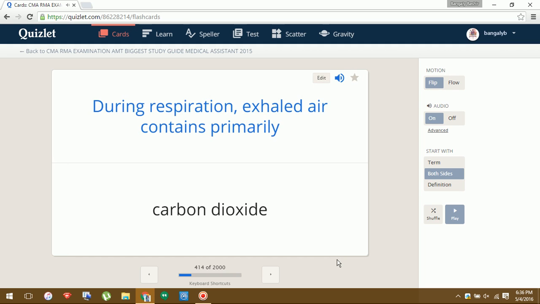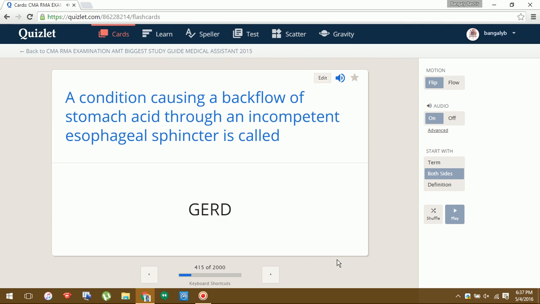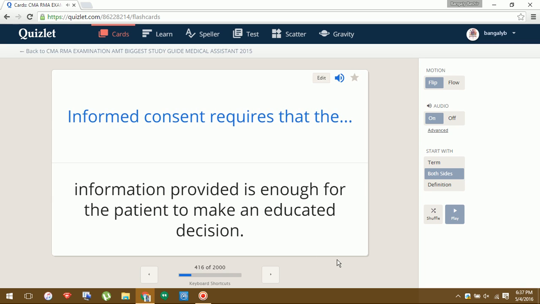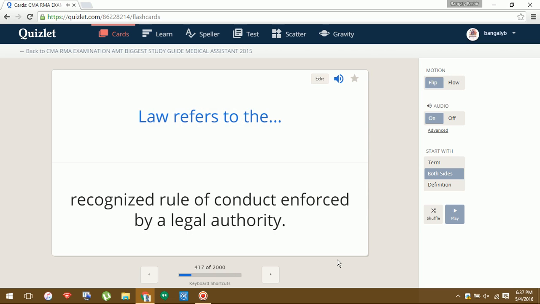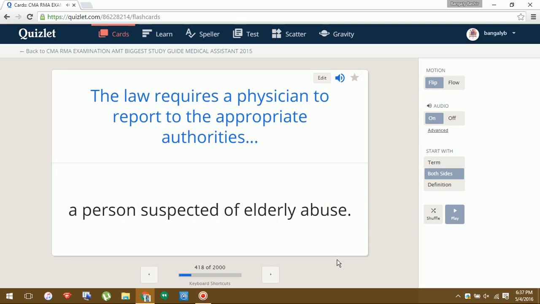During respiration, exhaled air contains primarily carbon dioxide. A condition causing a backflow of stomach acid through an incompetent esophageal sphincter is called GERD. Informed consent requires that the information provided is enough for the patient to make an educated decision. Law refers to the recognized rule of conduct enforced by legal authority. The law requires a physician to report to the appropriate authorities a person suspected of elderly abuse.